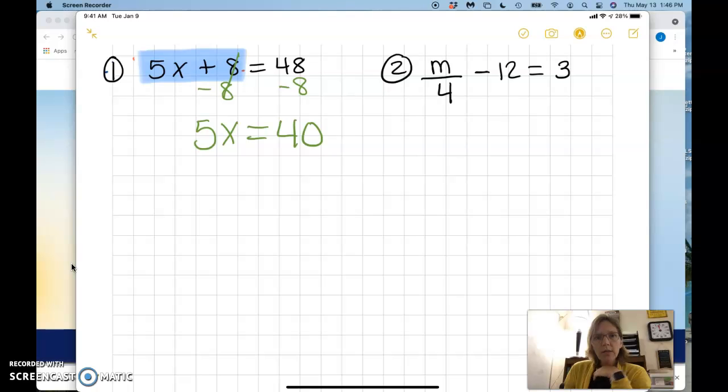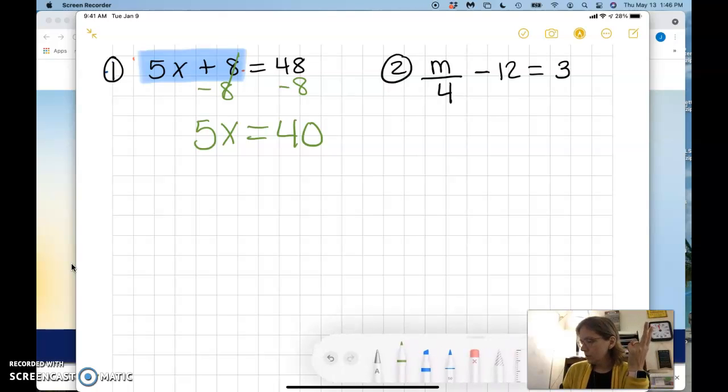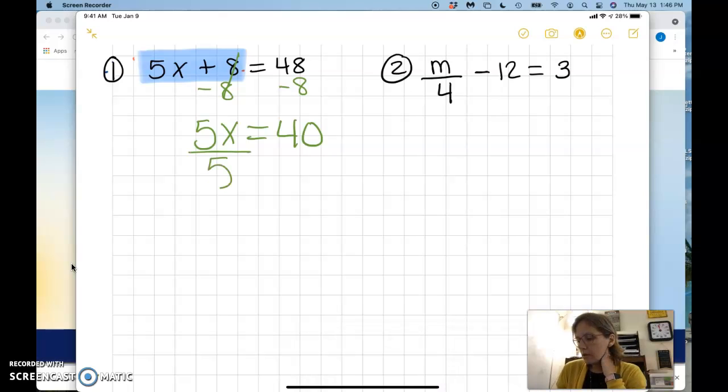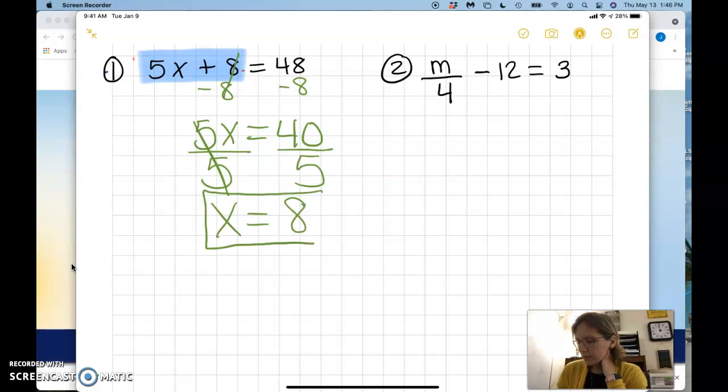And now, step 2, multiply or divide. So what am I going to do? 5. What do I do with 5? You divide 5. Remember, I'm multiplying or dividing this time. So I'm going to divide. And whatever I do to one side, yep. Cross over 2, 5, bring down the x. 40 divided by 5 is 8. 8, nice.